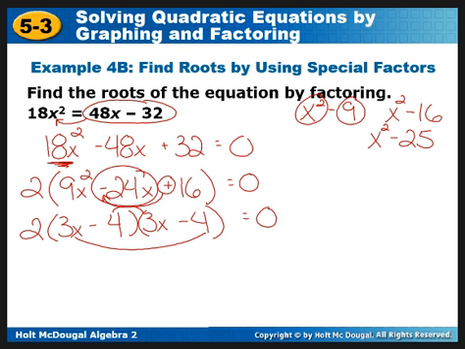Now if we're solving this, again, because I have the exact same thing in both sets of parentheses, I only have to do this once, because if I set them both equal to 0, I'm going to get the same answer either way.